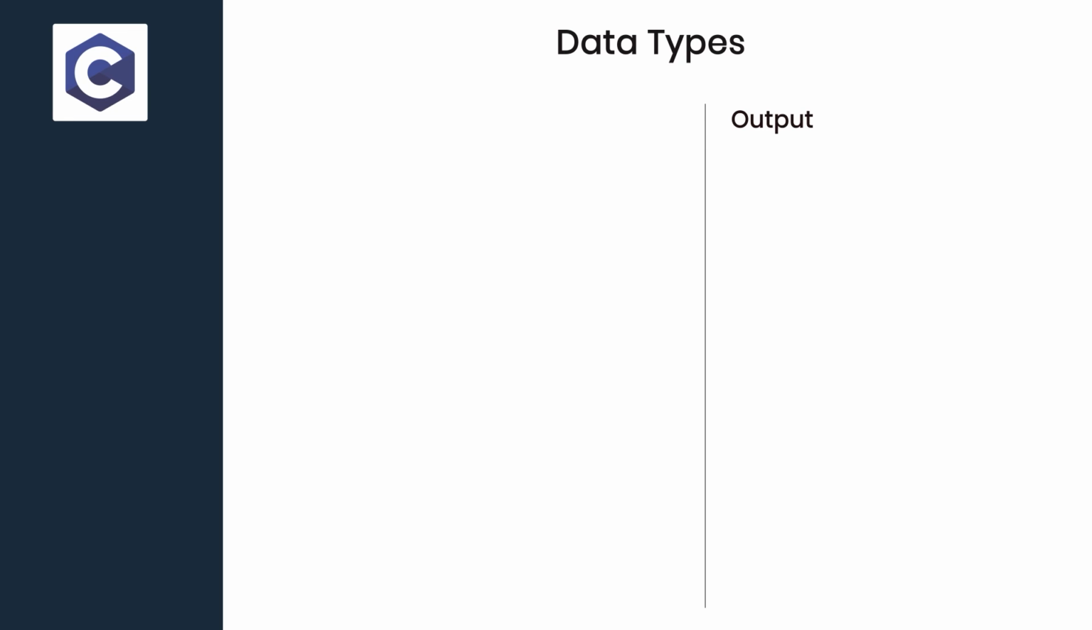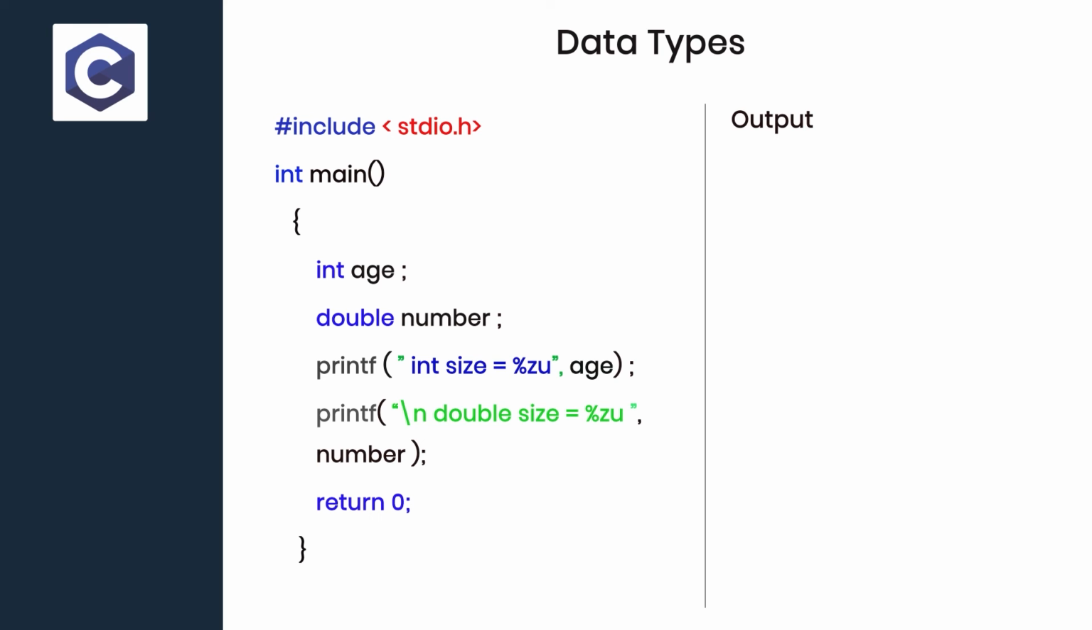Before we end this video, let's talk about the sizeof operator, which can be used to find the size of data types such as int, double, float and char. Let me give you an example. Here I have used the sizeof operator to find the size of int and double variables. It gives the size in bytes. Let me run this program. As you can see, the size of int is 4 bytes and the size of double is 8 bytes.